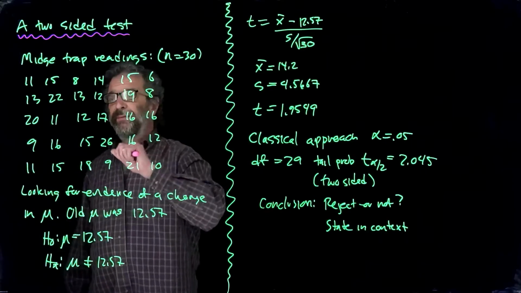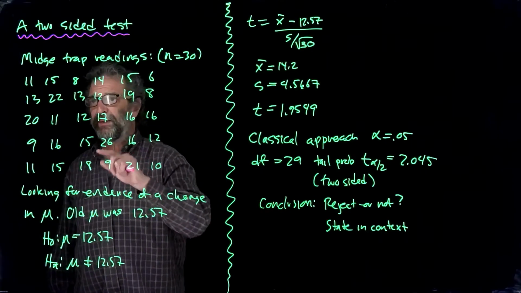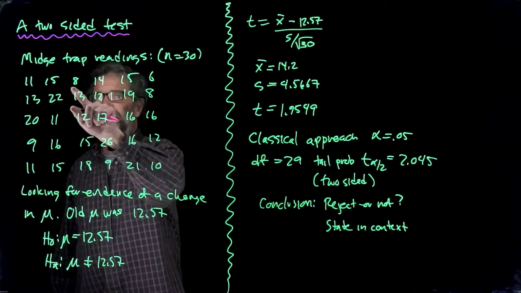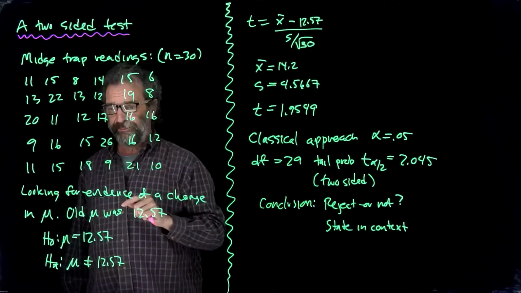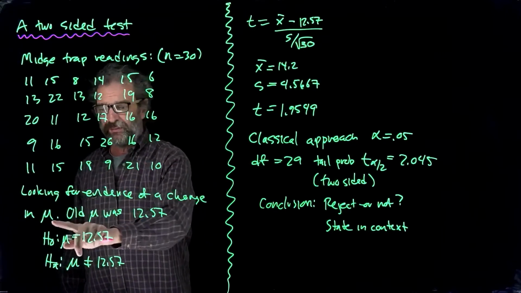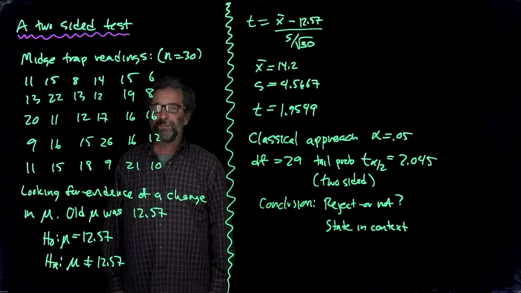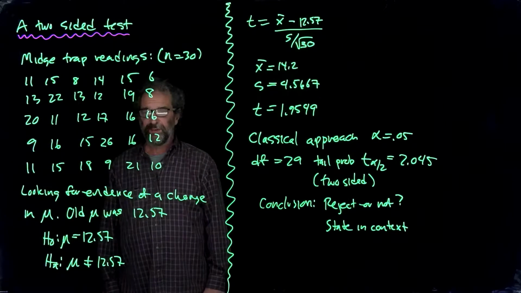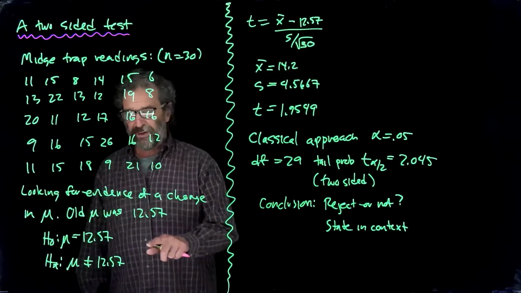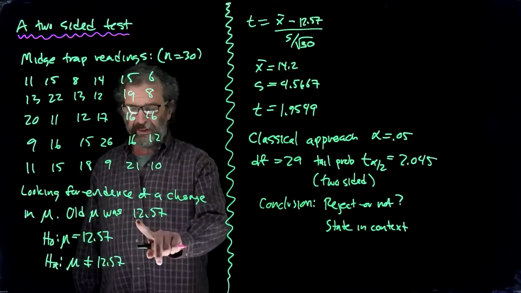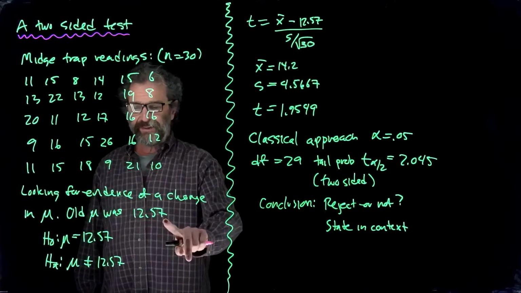30 different traps were left out for 24 hours, and that's how many midges they caught: 11, 15, 8, 14, 15, 6, and so on. We're looking for evidence of a change in mu. Mu would be the long-term mean number of midges caught in the traps along the river. Historical data says that mu tends to be around 12.57.